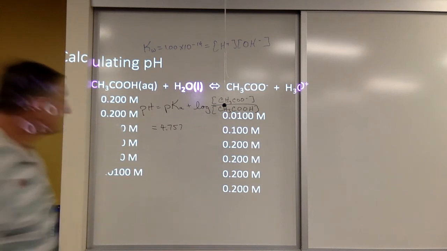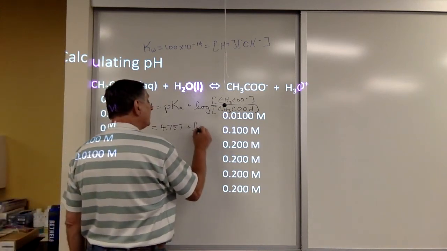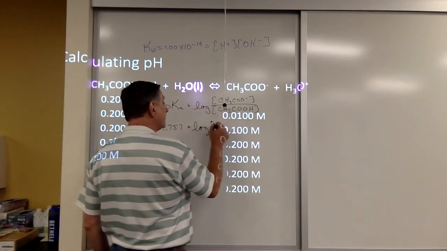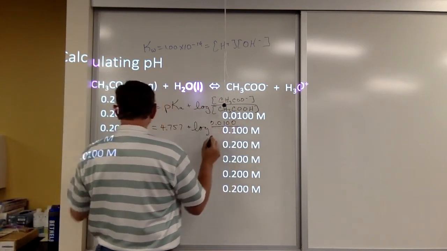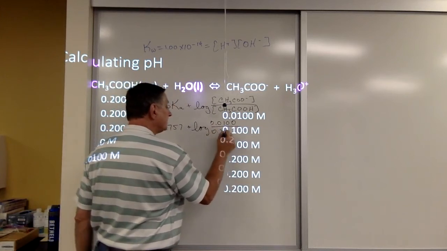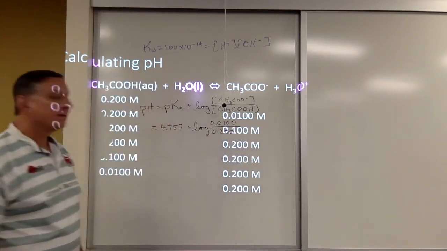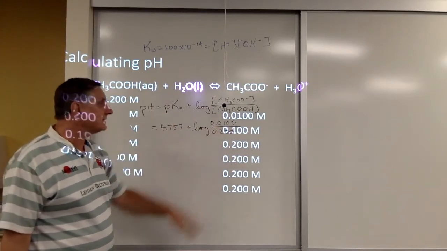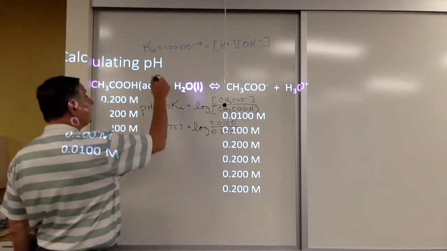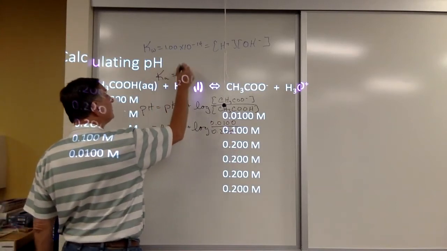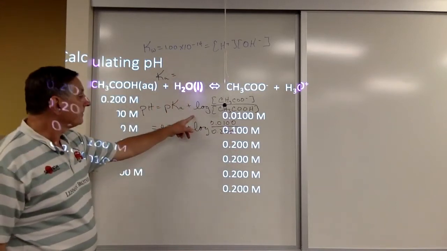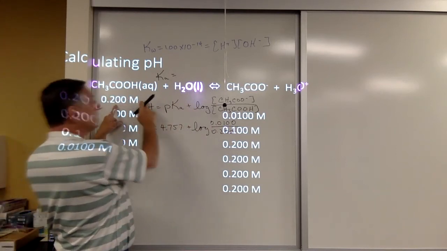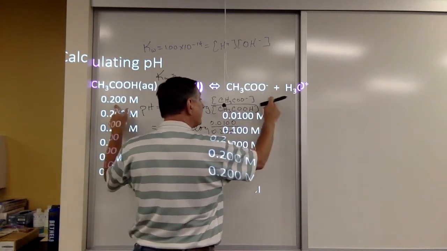All right, plus log of, what's this? 0.01 all over 0.200. This is a simple ratio. I don't worry about plus or minus x. If I were to put this into the Ka expression, Ka is equal to, at equilibrium, I have 0.2 minus x, 0.1 plus x, and x.